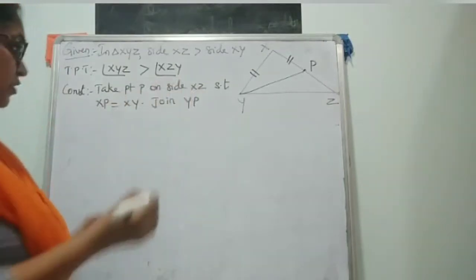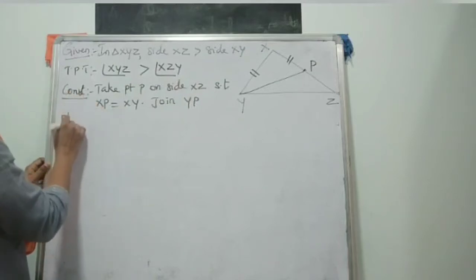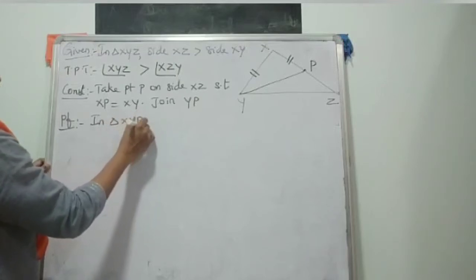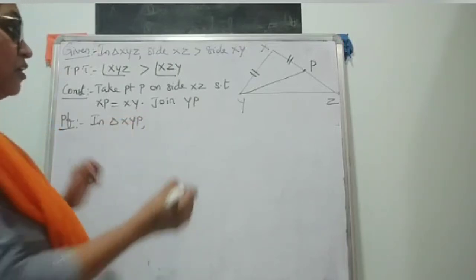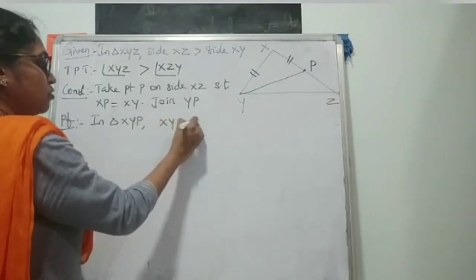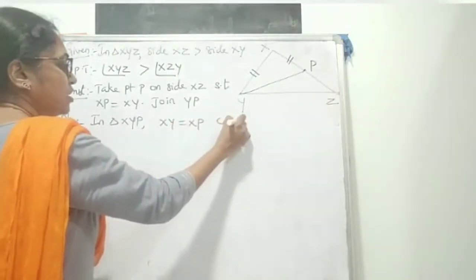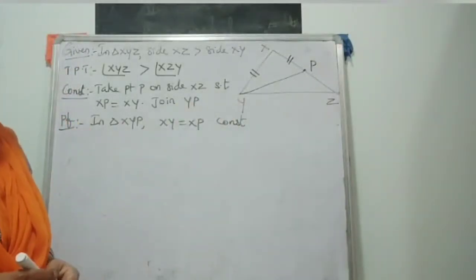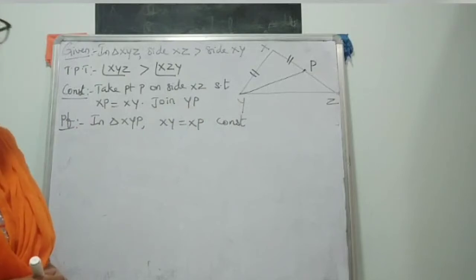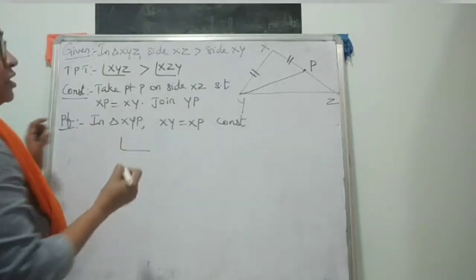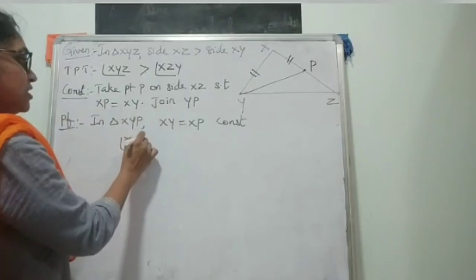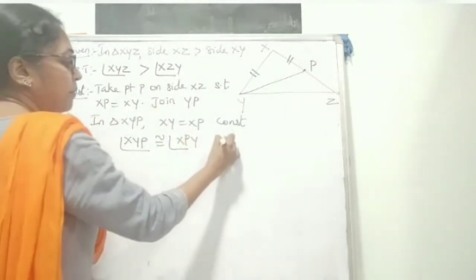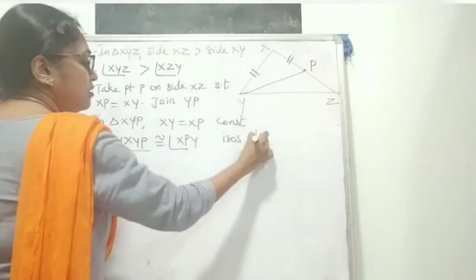So now we can start with the proof. To start off, first consider your triangle XYP. You can see that XY is equal to XP according to the construction done just now. So it becomes an isosceles triangle, and according to that your base angles will be congruent. So angle XYP will be congruent to angle XPY by the isosceles triangle theorem.